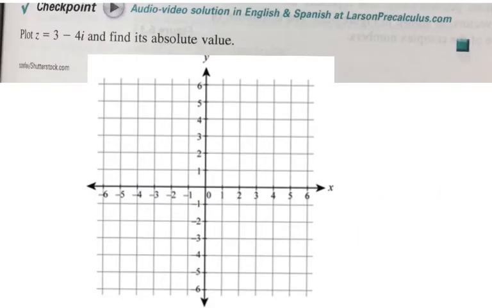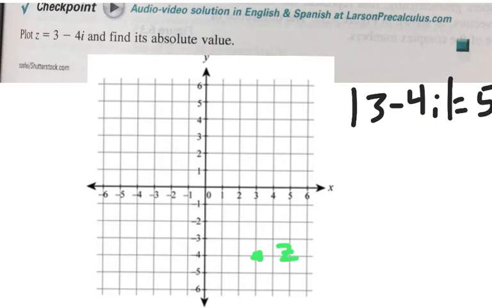Okay, so the point would be at 3, -4. So your point should be here. This is your point Z. Any questions about that? And then what is your absolute value? 5? No, it is not radical 17. Oh, it is a 3, 4, 5 Pythagorean triple. Oh, who would have known?